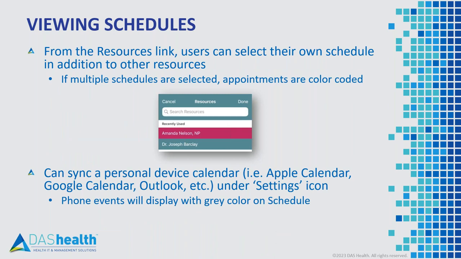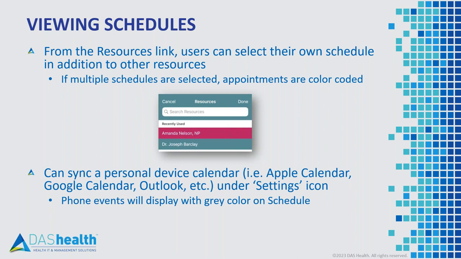If a user would like to see multiple schedules at one time, it's pretty common within the EHR to see another schedule that they want to see as well. They can click that resource link at the top of the schedule screen. If multiple resources have been selected, those patient appointments will be color-coded based on the colors shown here. That can help identify which schedule they belong to quickly if viewing more than one.